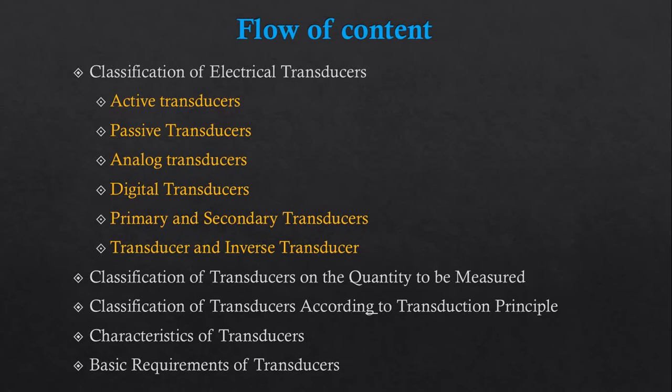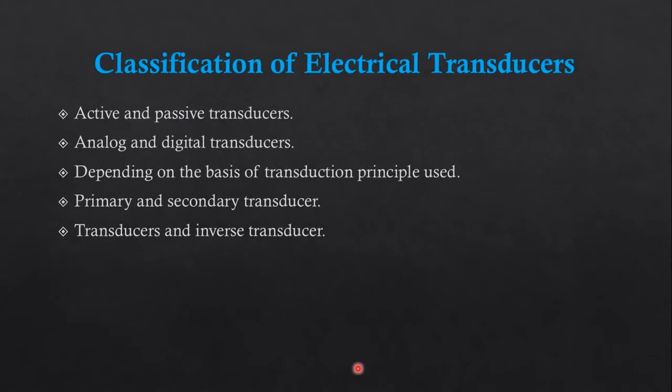So moving forward, classification of electrical transducer. There are different classifications like active and passive transducer, analog and digital transducer, depending on the basis of transduction principle to be used. Then after, primary transducer and secondary transducer, and after that the transducer and inverse transducer. Now we are going to study every point in detail.